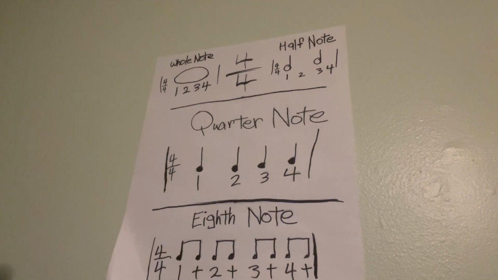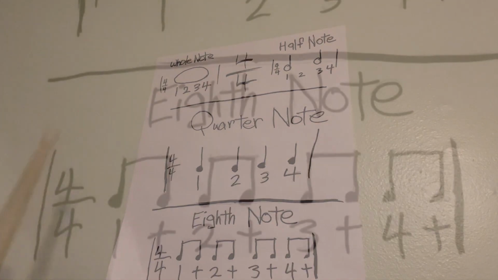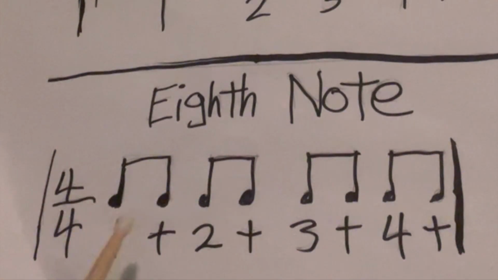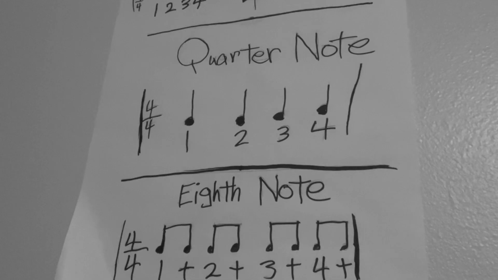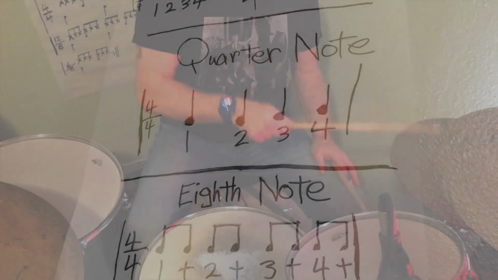Eighth notes are going to be twice as fast as quarter notes. The problem is we can only count to 4 in 4/4. So we have a counting system: 1 and 2 and 3 and 4 and. I'll play eighth notes on the hi-hat and quarter notes on the bass drum.